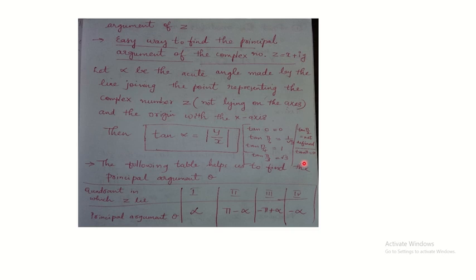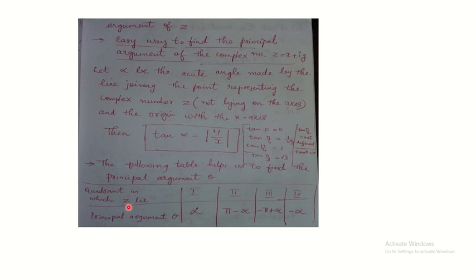Not defined can be written as N.D., capital N.D. Then tan pi is equal to 0. So these are some of the values of tan. You have to keep it in mind while solving the question. It will be needed. Next we have the following table, which helps us to find the principal argument theta. From this table it will be easy to find the value of the principal argument.